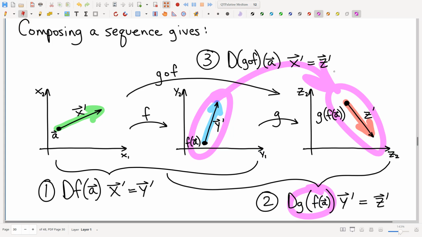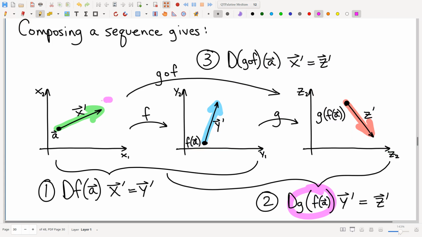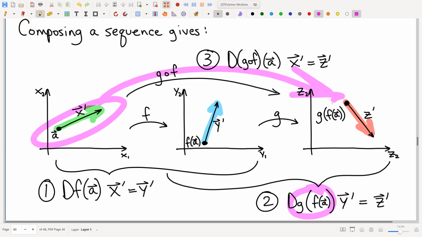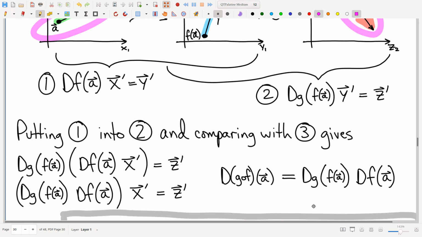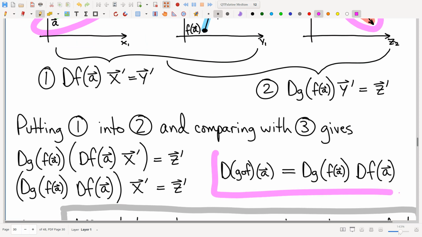And so altogether, what have I done in trying to turn x prime into z prime? Well, I multiplied by df, and then subsequently I multiplied by dg. Altogether, I have multiplied by the product df times dg. And again, if you prefer, you may.